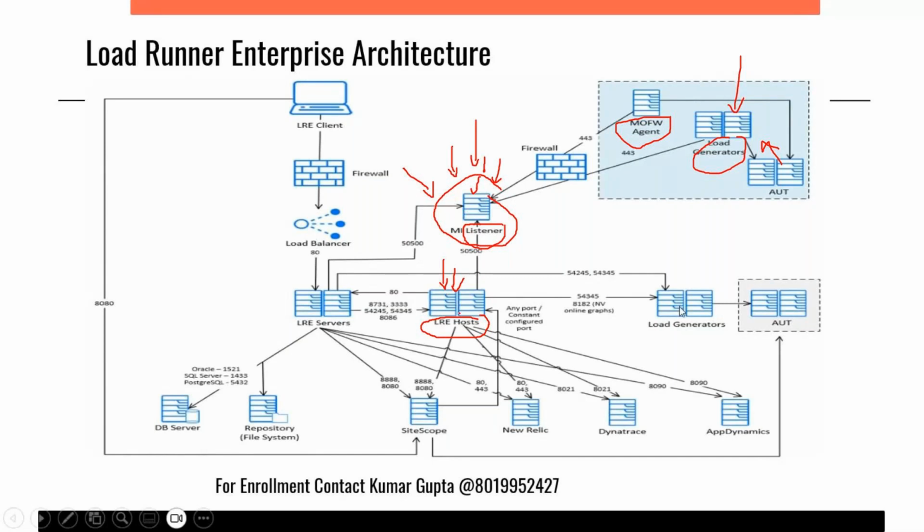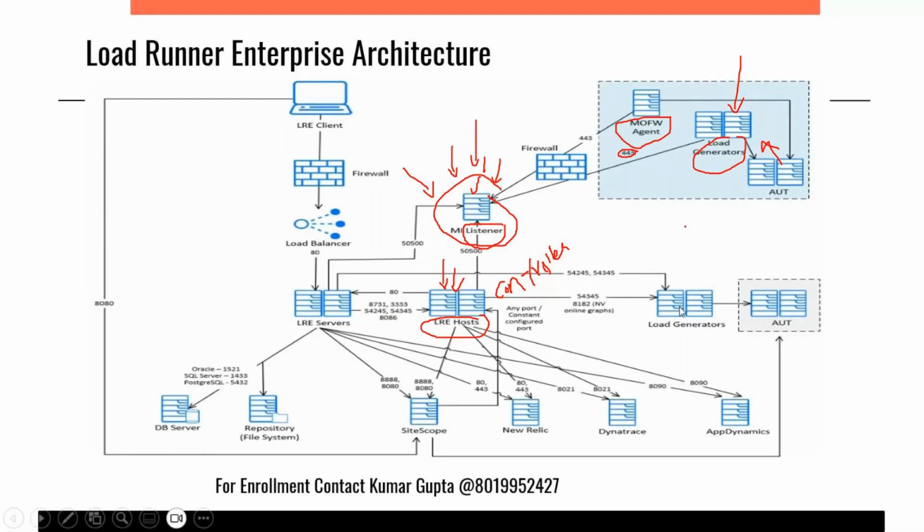So this MI listener will bypass the firewall restriction for the LGs, right? It will listen on port 443. There should be some listener, so it will be listening on port 443.